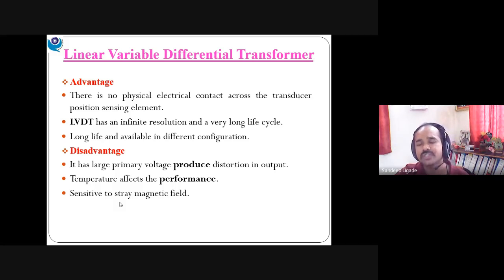If you see the application of this LVDT, categories are there, primary and secondary. When we use this LVDT as a primary transducer, whatever displacement is there is converted into an electrical output signal, right? And when we use LVDT as a secondary transducer, basically it is used to measure force, displacement, pressure, etc. So in this way, LVDTs are used.